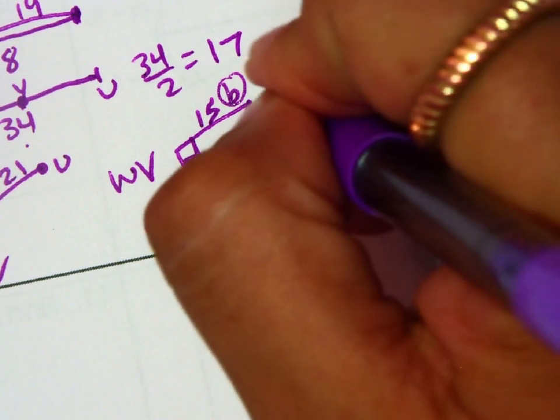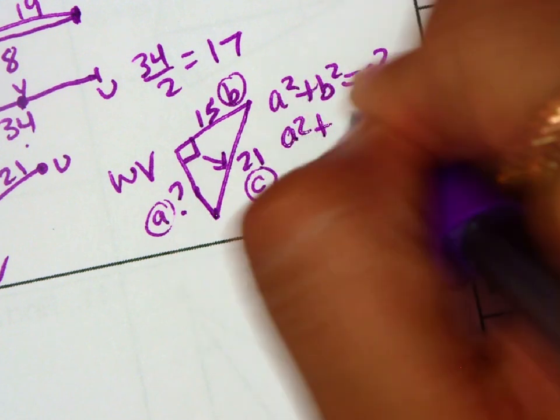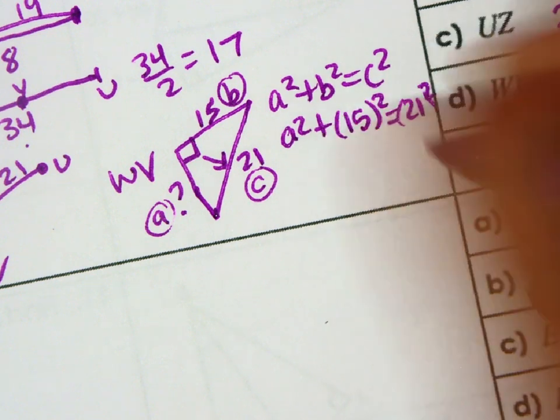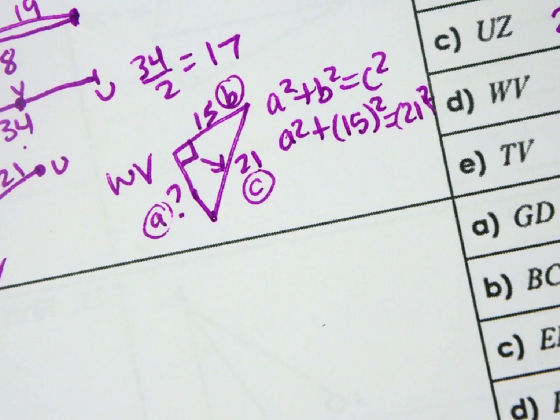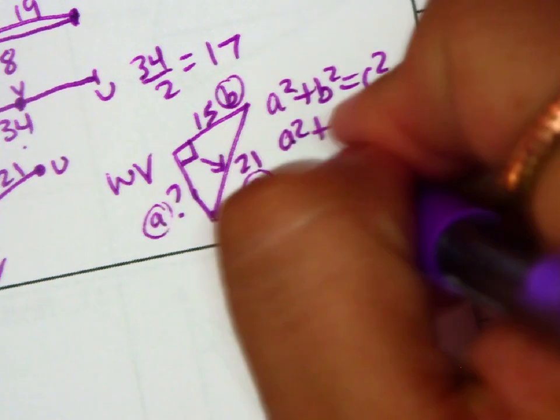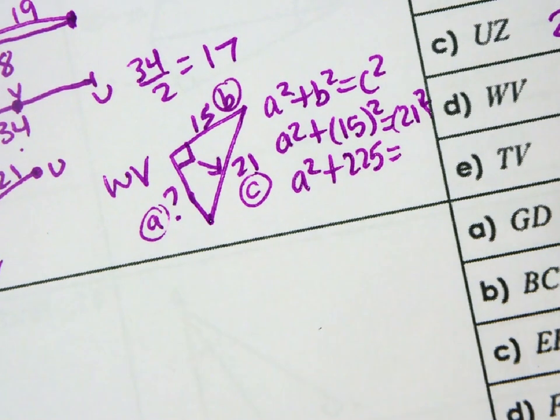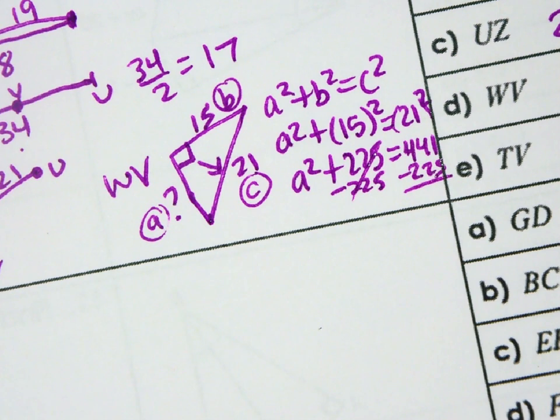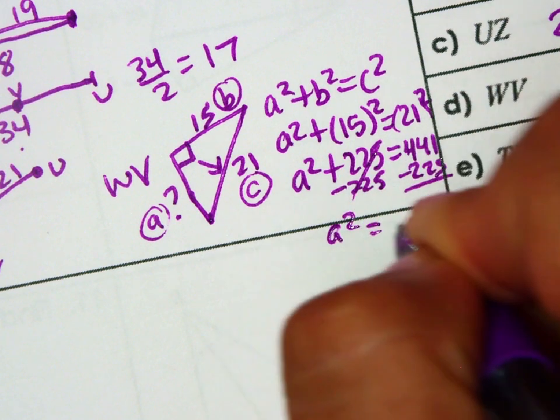So we're going to do A squared plus B squared equals C squared. We're going to do A squared plus 15 squared equals 21 squared. And 15 squared, I believe, is 225. Let me see. Yep, so A squared plus 225 equals 21 squared, which is 441. And we're going to subtract 225 from that. And that gives us 216. So A squared equals 216.